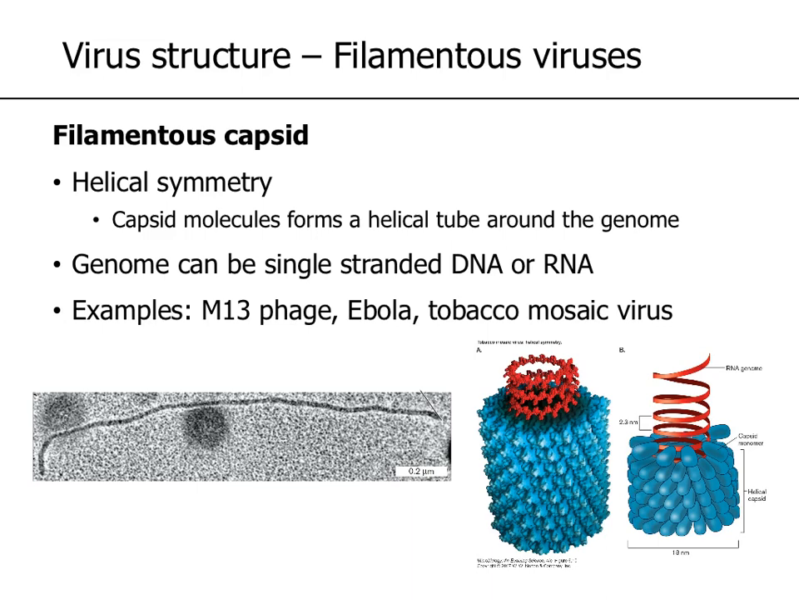Another type of symmetrical virus are the filamentous viruses. The filamentous capsids have helical symmetry. You can see here they have identical protein units, and they essentially go around in a helical form, making this tubular shape around the genome. The genome of these viruses is typically single-stranded, but it can be DNA or RNA, and the length of the virus itself is dependent on the length of the genome. You'll have these protein subunits going all the way around the genome, and that's why it's called helical symmetry.